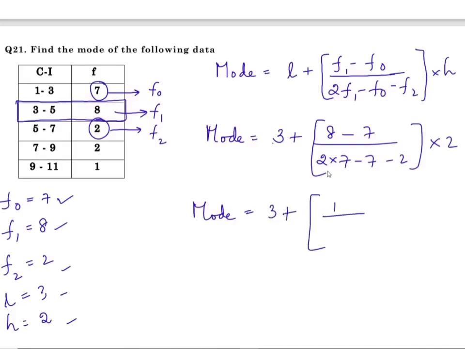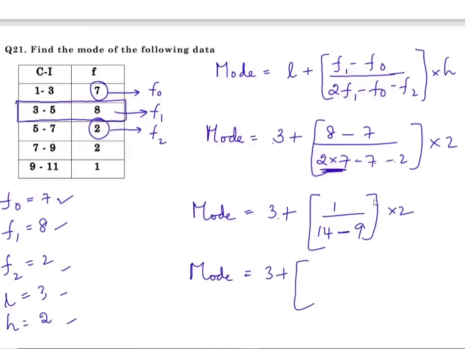Now see, most of the students make a mistake here. First you multiply, always multiply first. 2 sevens are 14, minus, we have 2 minus signs here, so add it, that is 7 plus 2 is 9, and put the bigger number's sign, minus, into 2. Now mode equals, many of the students make mistakes here.